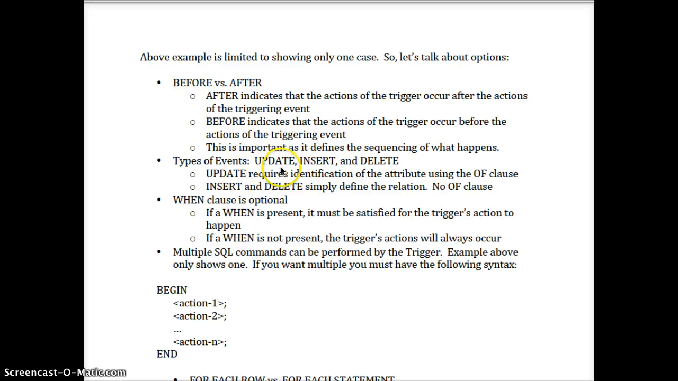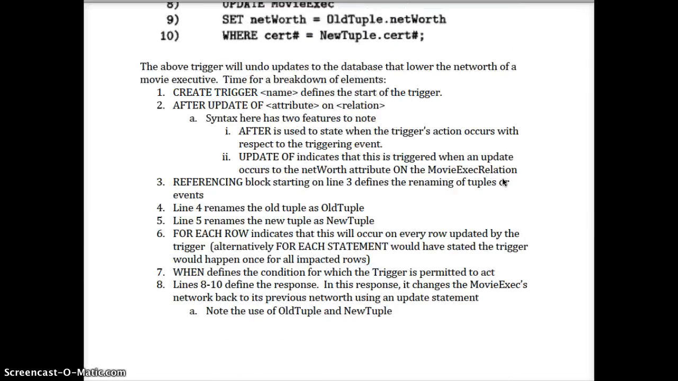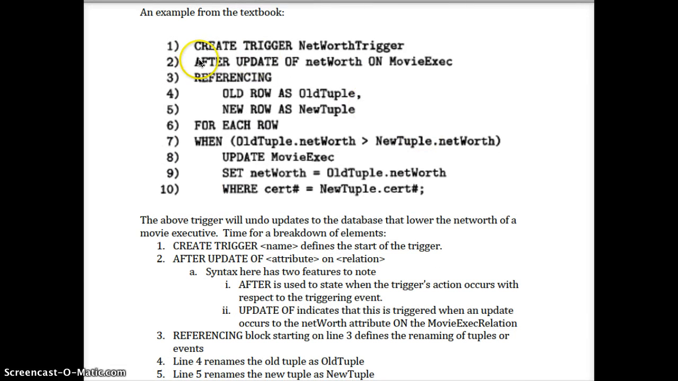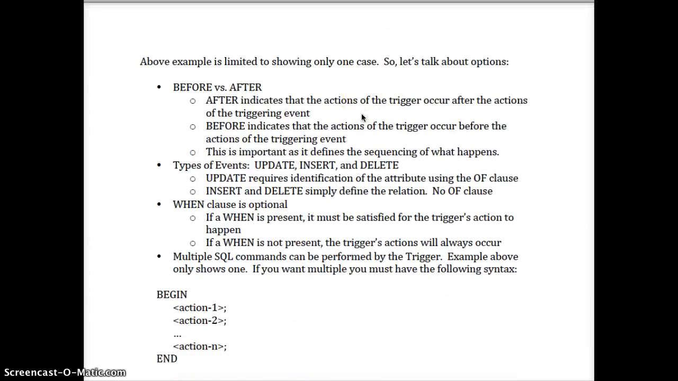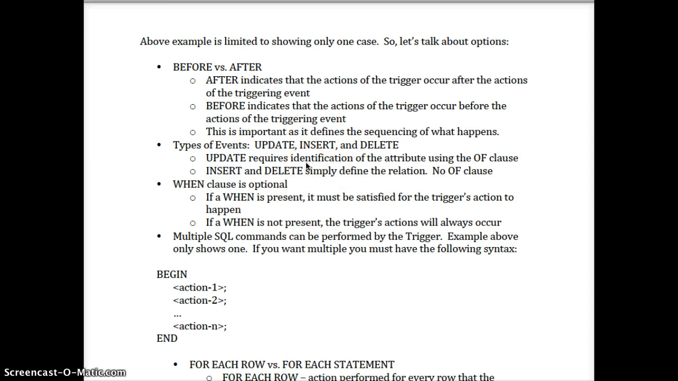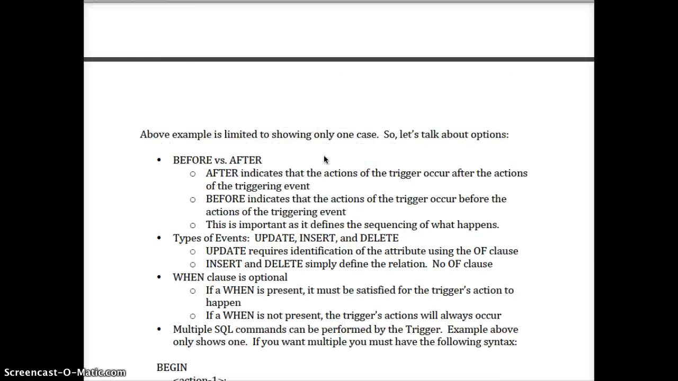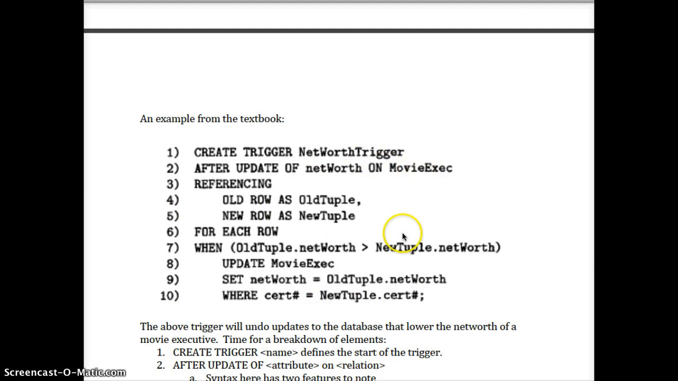Types of events can be update, insert, or delete. If it's an update, it requires the identification of the attribute that has changed using the of clause. So if we scroll back to this previous example, after update of net worth, the of tells us that the following will be the attribute changed. If it's an insert or a delete, there is no of clause, but all three of these require the on clause, on which table. So in this previous example, on movie exec.